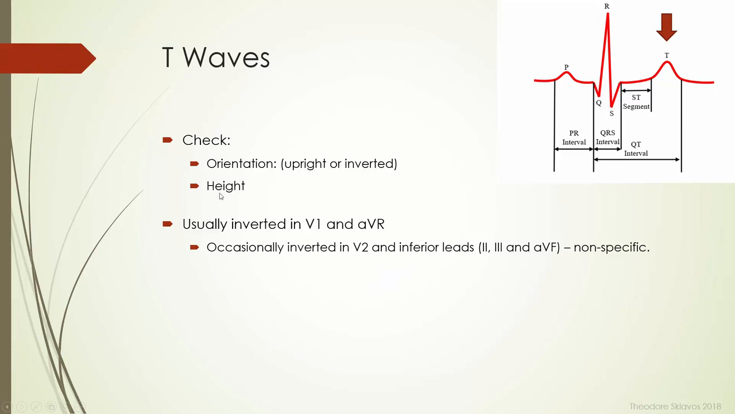Alright, so that's orientation. Should also mention the height. Now, T-waves can be quite tall in hyperkalemia, for example. Now that's quite important because if potassium gets too high, someone goes into cardiac arrest. That's certainly not something you want to miss. They can also be quite tall. They call them hyperacute T waves as one of the earliest signs of myocardial infarction. So check the orientation, check the height.